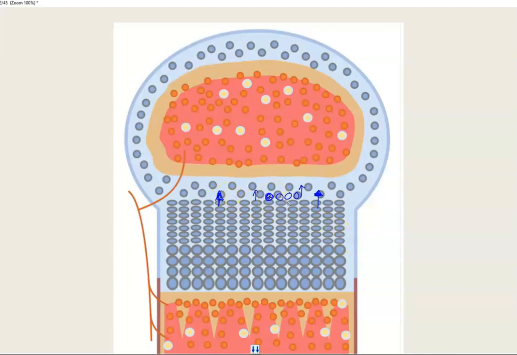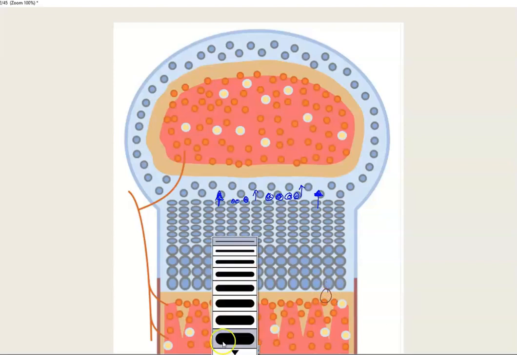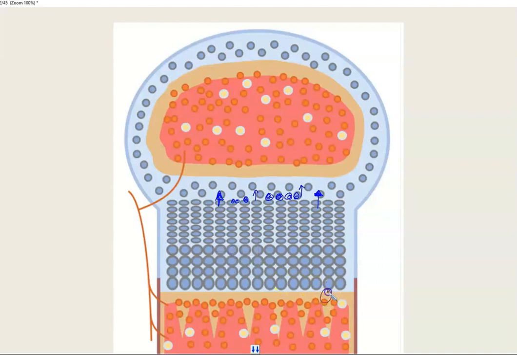Okay, so we get a bunch of blue guys going on here. You can see them going that way. And then what we're having happen on this side here is we've got osteoblasts. Let me make them a little bit bigger, maybe color them in. These little osteoblasts are blasting down bone matrix. And they're going this way too.